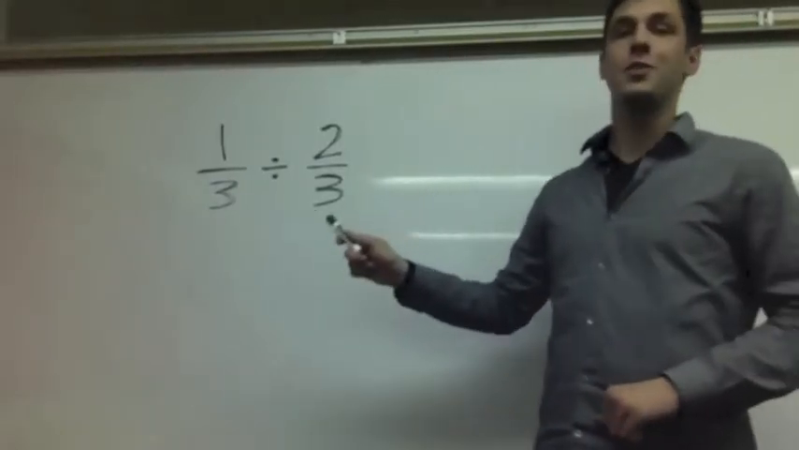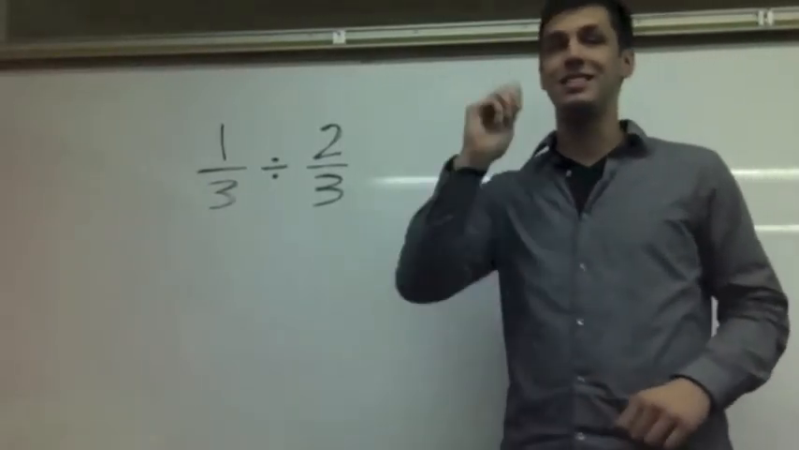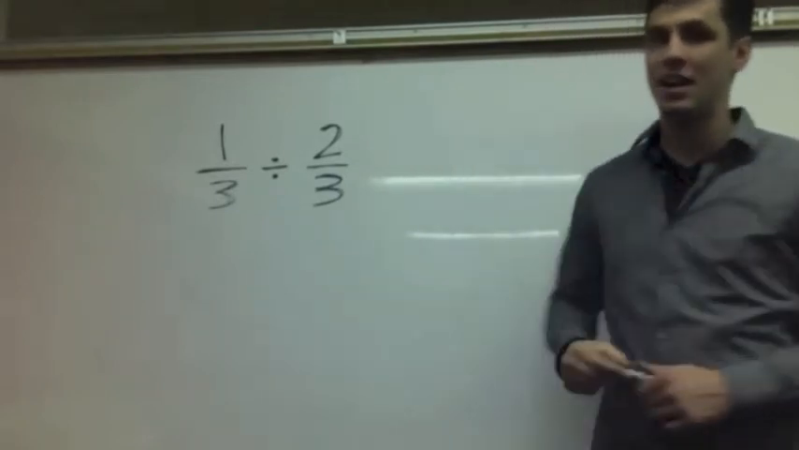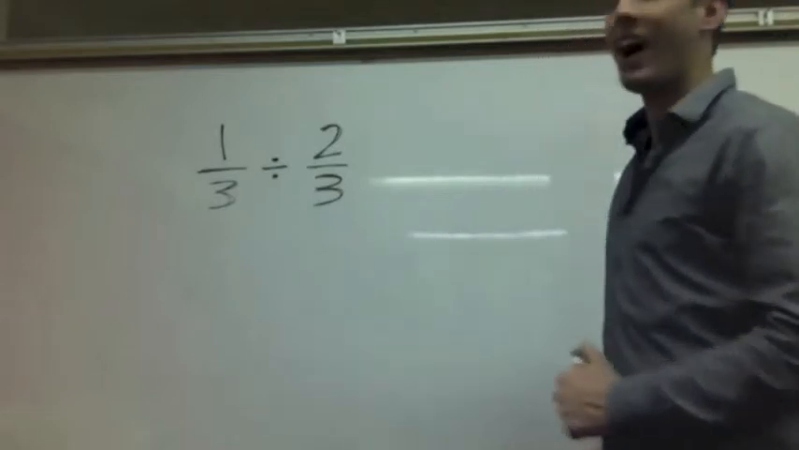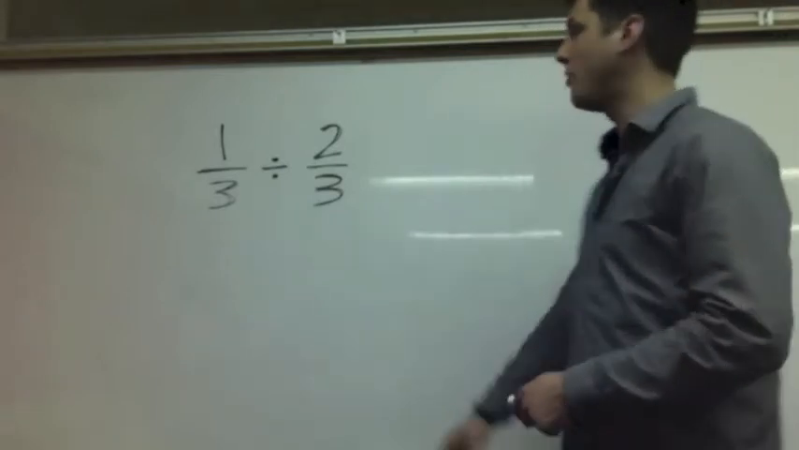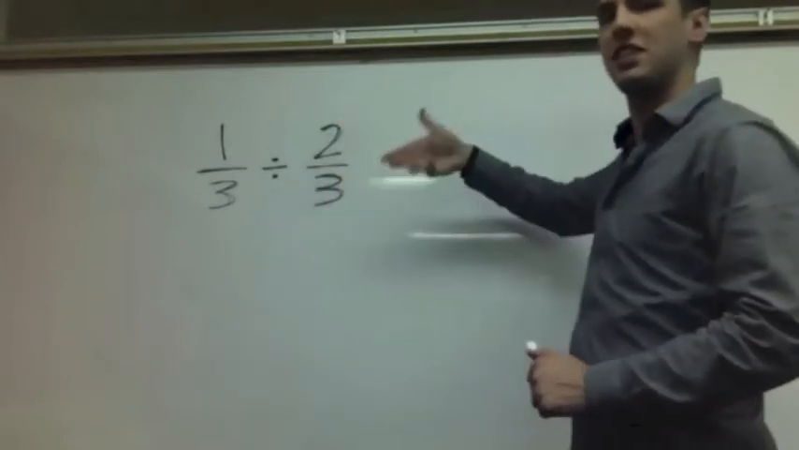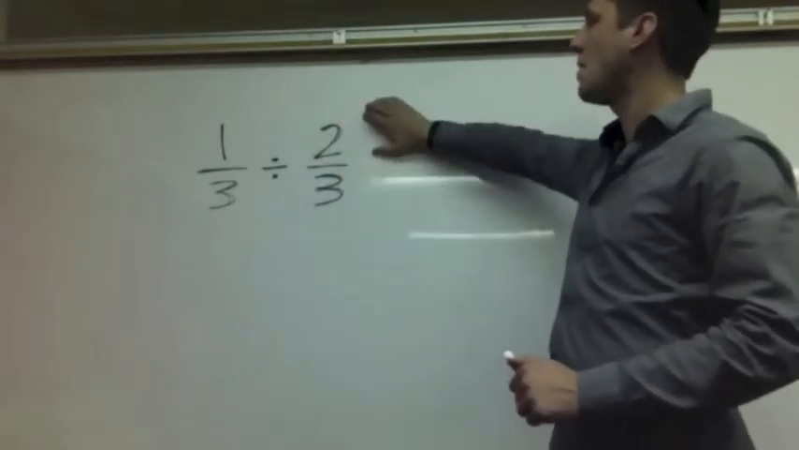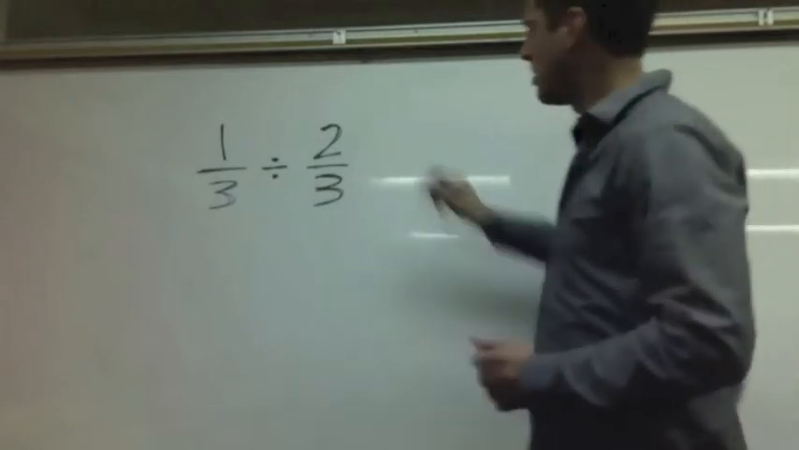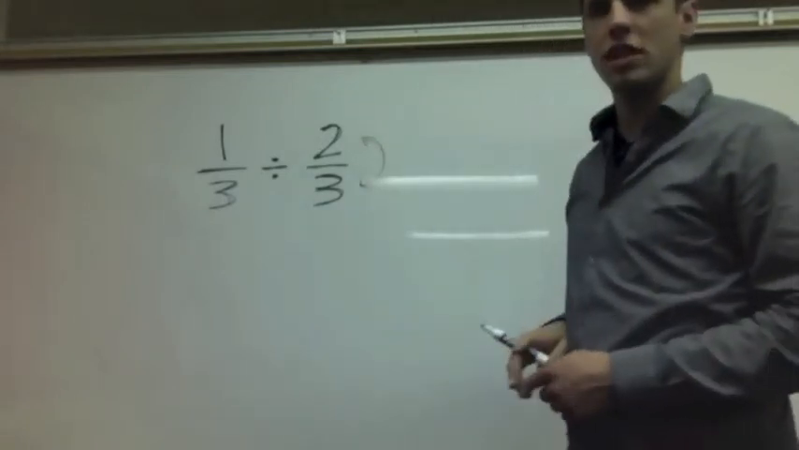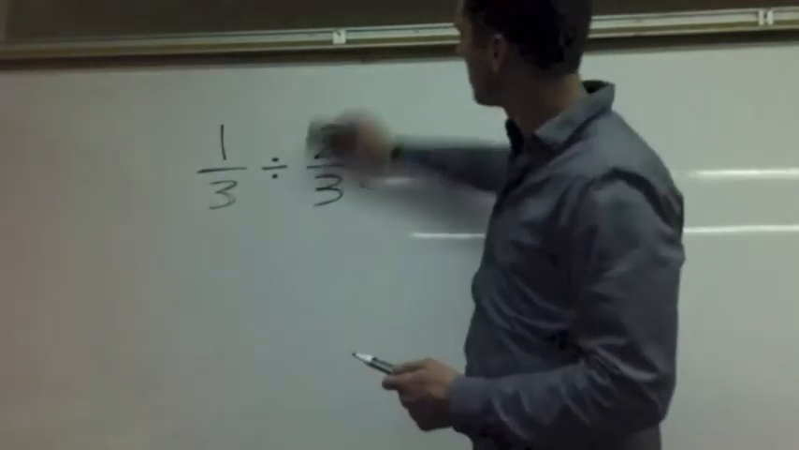Now we're going to talk about dividing fractions, which is the same as multiplying fractions, but you have to do a trick at the beginning. And that trick is you have to find the reciprocal of the second number. The reciprocal means you flip the second number. The bottom goes to the top and the top goes to the bottom. So 2 goes on top, 3 goes on bottom, or 2 goes on bottom, 3 goes on top.